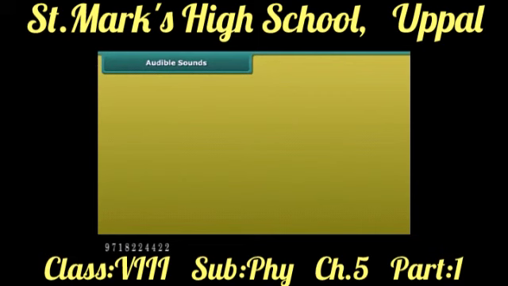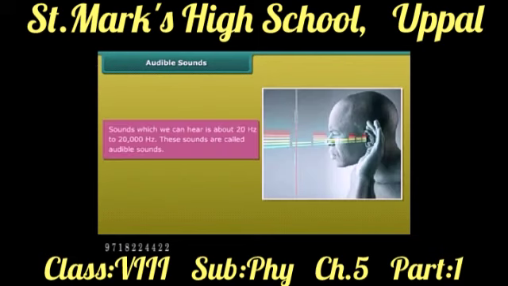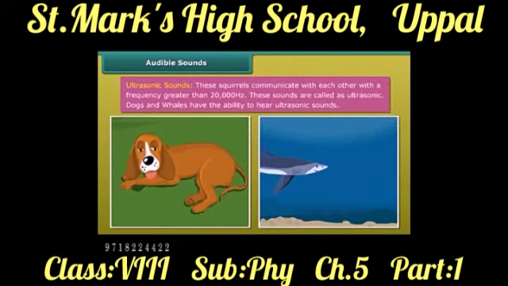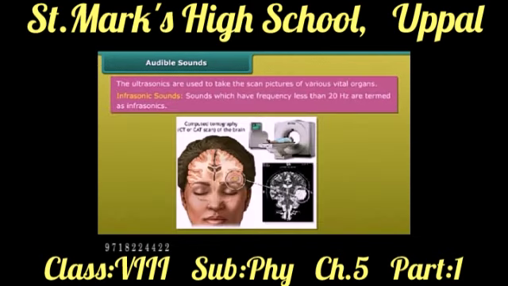Audible sounds. Sounds which we can hear are about 20 Hz to 20,000 Hz. These sounds are called audible sounds. Ultrasonic sounds. These squirrels communicate with each other with a frequency greater than 20,000 Hz. These sounds are called ultrasonic. Dogs and whales have the ability to hear ultrasonic sounds. The ultrasonics are used to take scan pictures of various vital organs. Infrasonic sounds. Sounds which have frequency less than 20 Hz are termed as infrasonics.